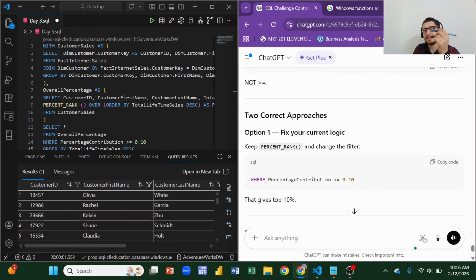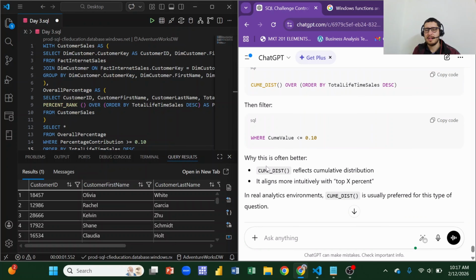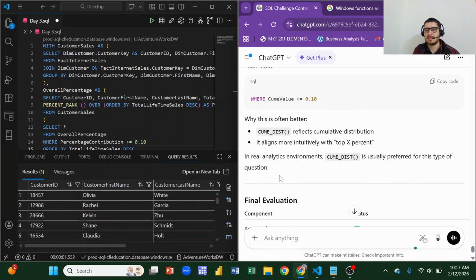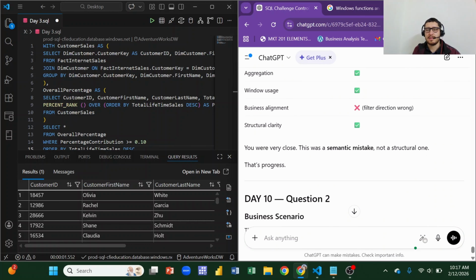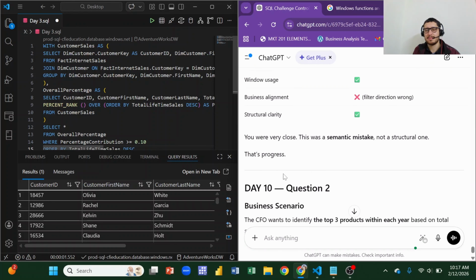Okay, so the correction: keep the percentage range, change the filter. A more business-accurate method is cumulative distribution, then apply the filter where the cumulative value is this. Why does this one reflect cumulative? It aligns more intuitively toward X%. In real analytical calculations, it is usually preferred for this type of question. So the final evaluation is that aggregation status is this, window usage is this, business alignment is this, structural clarity is this. You were close; this was a semantic mistake, not a structural one, and that is progress.